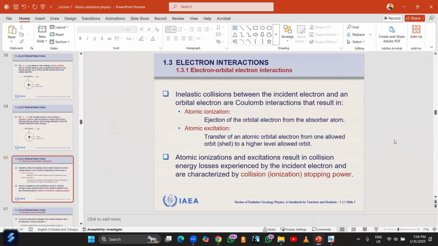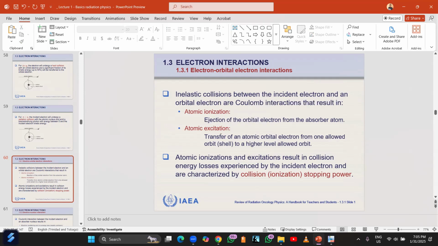All right. So inelastic collisions now can result in ionization. Like I said, you can actually bombard electrons and they can knock out other electrons. So that's called ionization. The incident electrons can eject orbital electrons, and those would be ejected. So that would be ionization, and the atom will be left with a net positive charge.